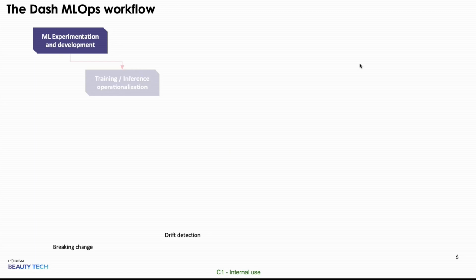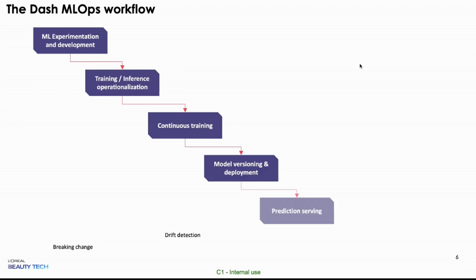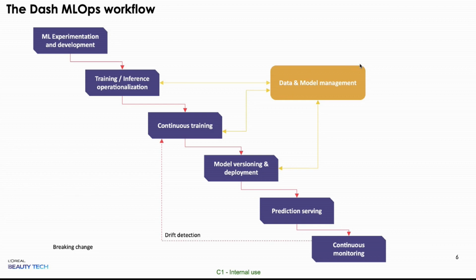So this is what our process looks like. It might seem a bit theoretical here, but this is the standard that we agreed on at L'Oréal. With 6 steps. First, experimentation development, then training and inference operationalization, continuous training, model versioning and deployment, then prediction serving and continuous monitoring. Few of these steps need to access the data sets that you're training your model on, and also need to access your model registry. That's what we call model management.